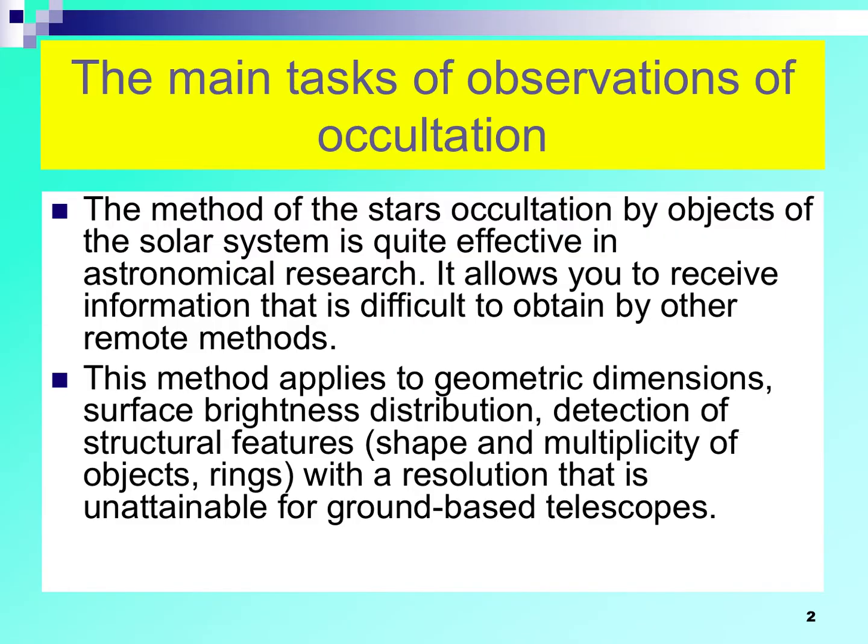The method of star occultation by objects of the solar system is quite effective in astronomical research. It allows you to receive information that is difficult to obtain by other remote methods. This method applies to geometrical dimensions, surface brightness distribution, and detection of structural features like shape and multiplicity of objects, rings, with a resolution that is unachievable for ground-based telescopes.